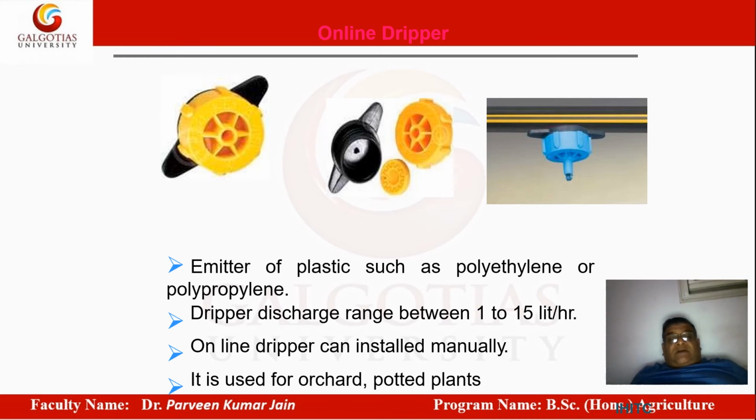These are typical online drippers, and you can see here, they have color indications also, the yellow colored or green colored or blue colored, they have different discharges, right from 2 lph to 50, 64 lph. Depending on the requirement, the number of drippers per plant are attached to the lateral line.